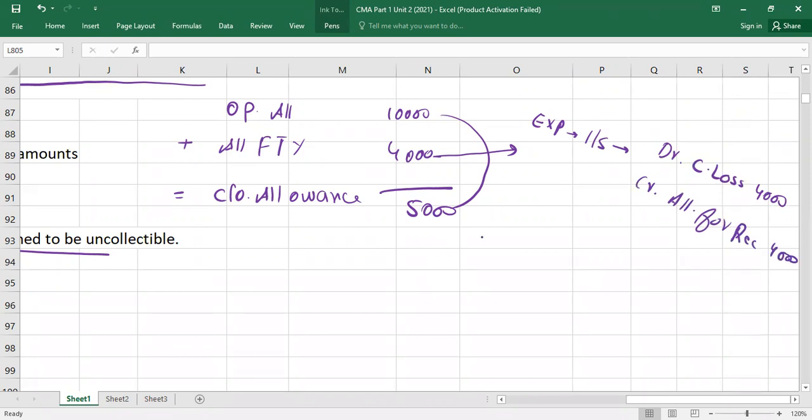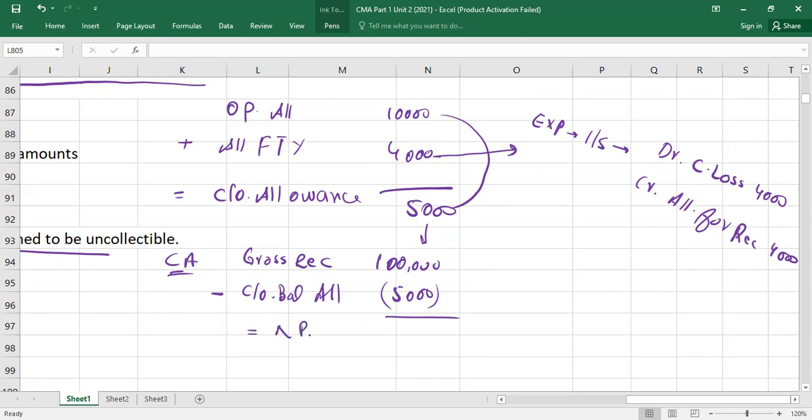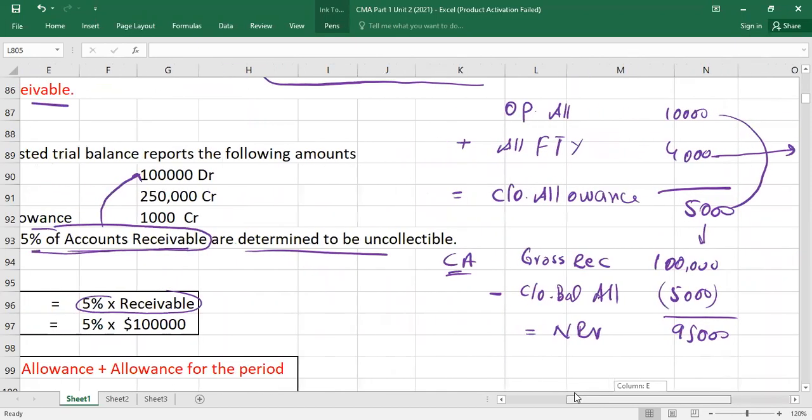Understood? Now how will data be presented in the balance sheet? Because this value you have to deduct in the balance sheet. In the balance sheet, you have to take what? Gross receivables under the current asset section. Gross receivables are how much? $100,000. We have to deduct from it the closing balance of the allowance, which is how much? 5,000. This will be equal to your net realizable value of receivable, 95,000. Understood? So this is how you will work with it. So guys, these are the two approaches.